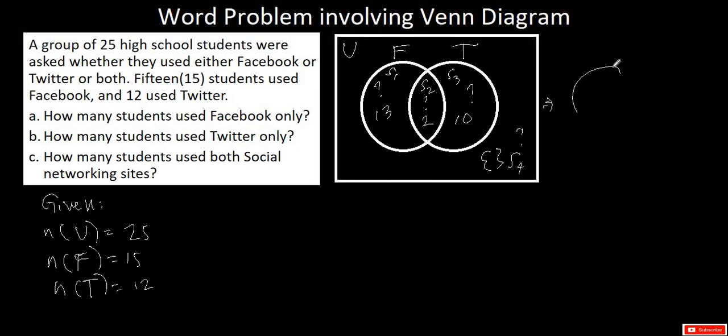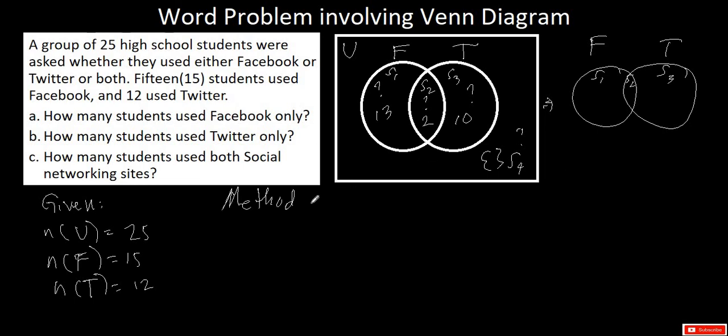Okay, let's draw again the Venn diagram. Set F, set T, S sub 1, S sub 2, S sub 3. Okay, so method 2. We know that the union of set F and set T is already the universal set. So we have F union T is equal to the universal set since S sub 4 is a null set. Therefore F union T is equal to 25, right? Is equal to the universal set. So F union T is equal to 25.